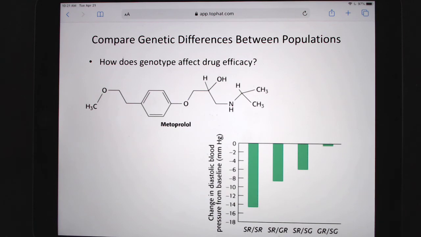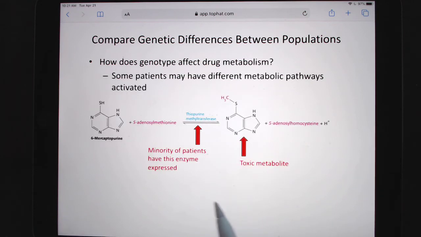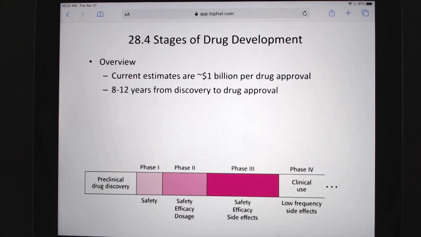The other thing you can look at is toxic side effects. With small amounts, so 6-mercaptopurine, I believe this is an anti-cancer drug. It can get methylated here, and this is a toxic metabolite. Either that or it's an antiviral, one of the two. You have to be careful and be able to identify the people that could have these toxic effects.